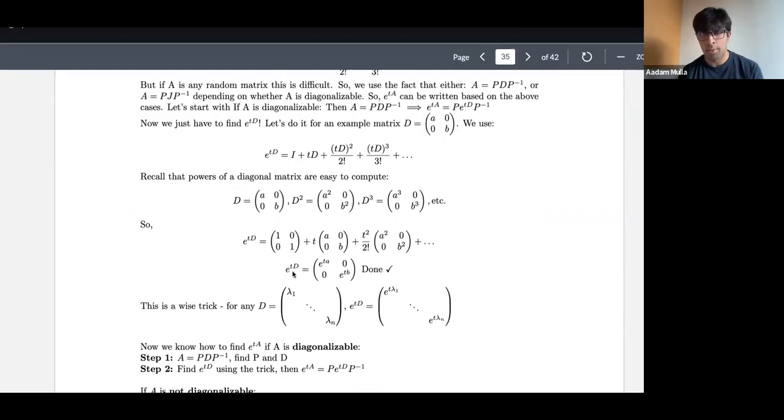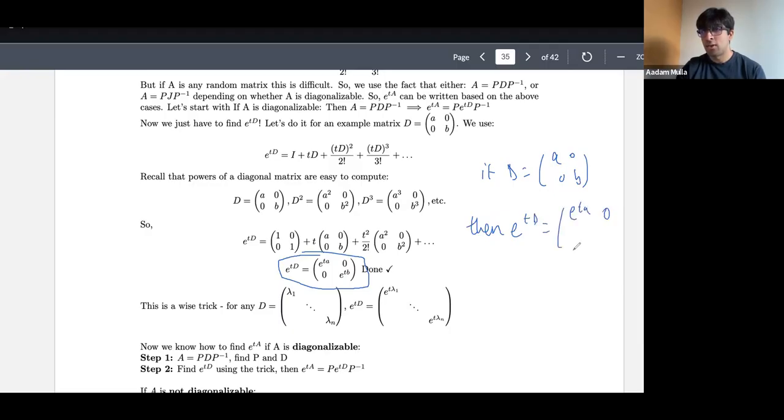You can read over this. This is a key result. E to the td equals e to the ta and e to the tb, where if d equals a, b, 0, 0, then e to the td equals e to the ta, 0, 0, e to the tb. Okay, that's a very fundamental result. It's very important to know. So now we know how to find e to the td.